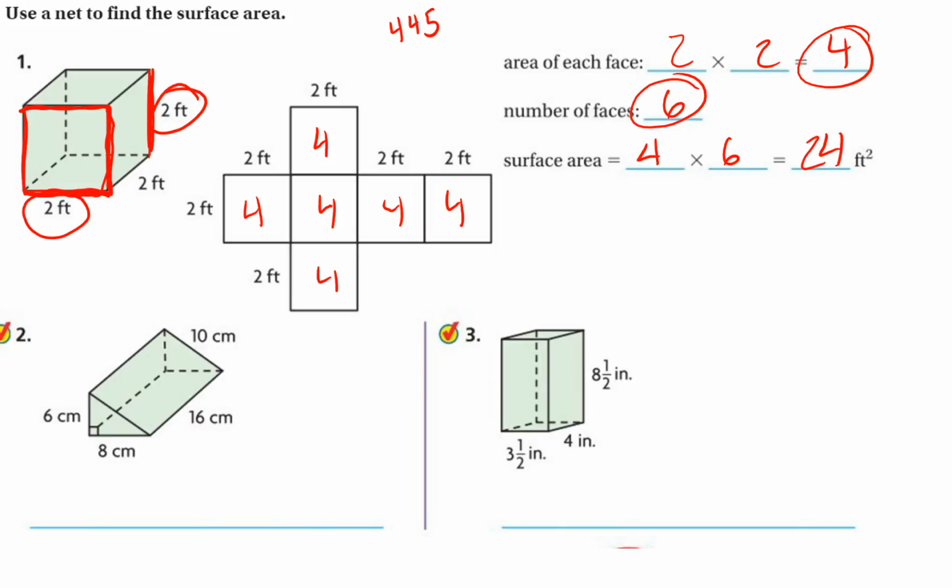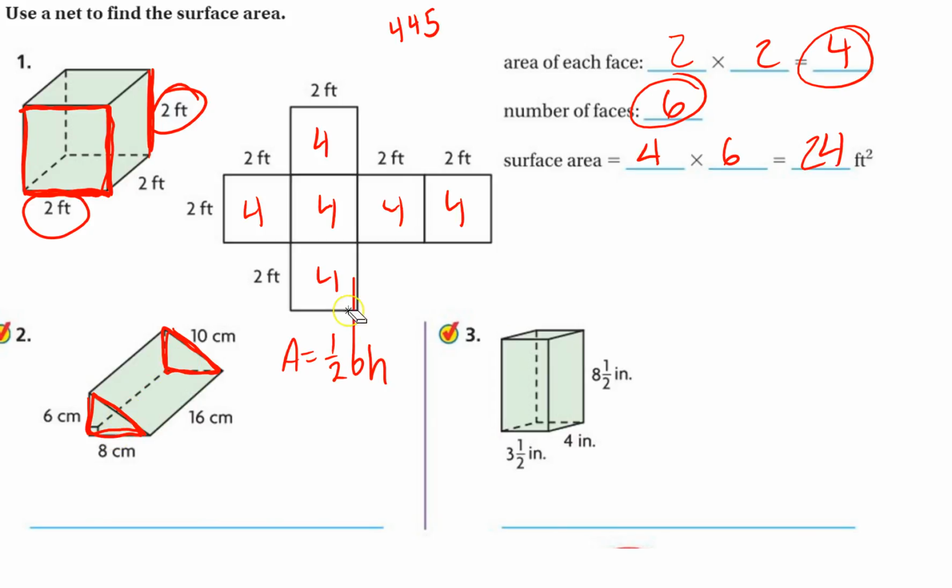Okay, let's look at number 2. Number 2, we have a triangular prism. So we have the triangle here and a triangle here. So we have 2 triangles. So the formula for a triangle is area equals 1/2 times base times height.